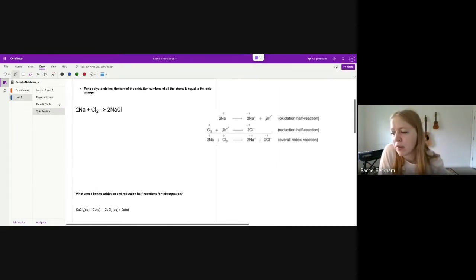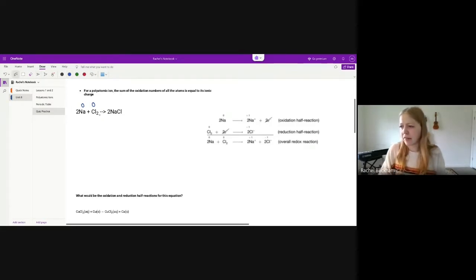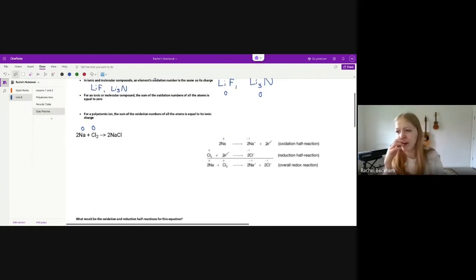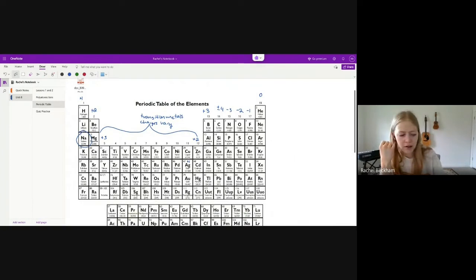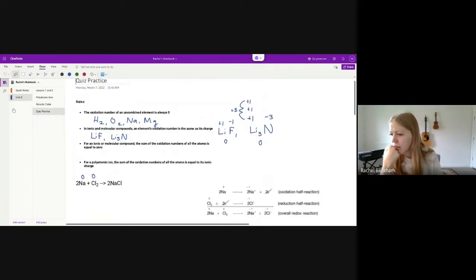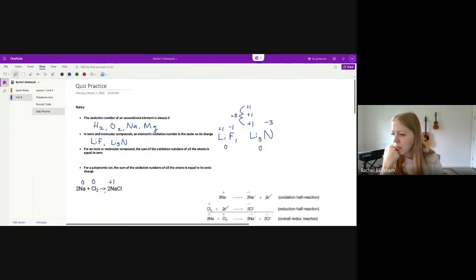So sodium here is by itself, so its oxidation number is 0. Chlorine is also by itself, so its oxidation number is 0. But now here we have a combined element, so we need to figure out the charges by looking at the periodic table. On the periodic table, I find that sodium is right here, so it has a +1 charge. And then chlorine is right here. Chlorine has a -1 charge. So I'm going to go back over here and call it +1 and -1.